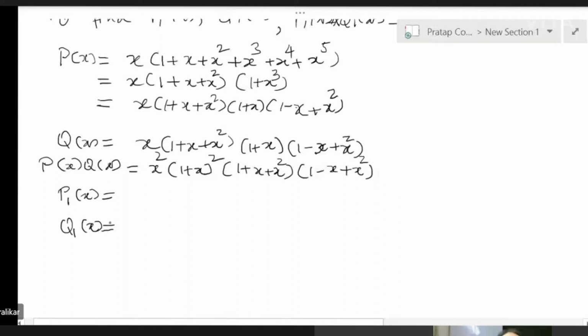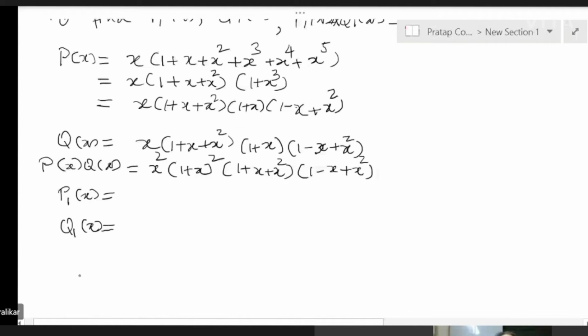See, again I wrote x square there. It shouldn't be x square there. Oh yes, this is a product. Yes, it's a product. That's correct. Yes. Px into Qx is x twice, 1 plus x twice, and then 1 plus x square and 1 minus x plus x square. It is all correct. So what do we do now?